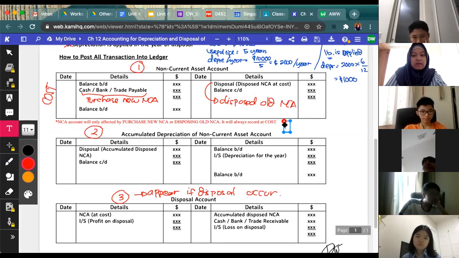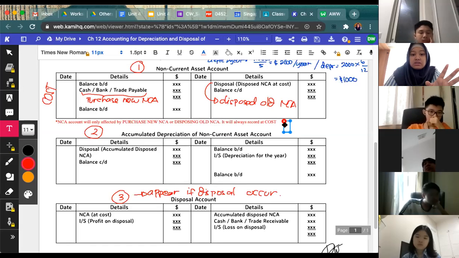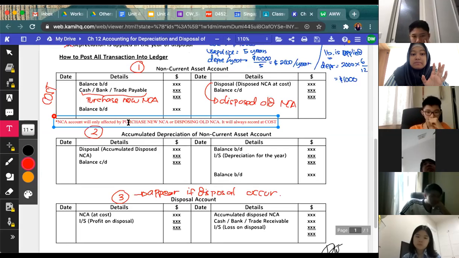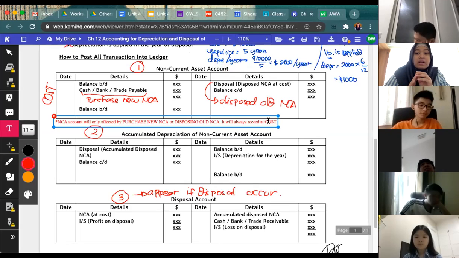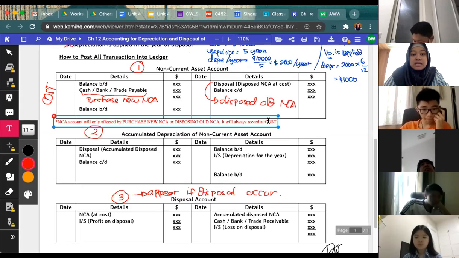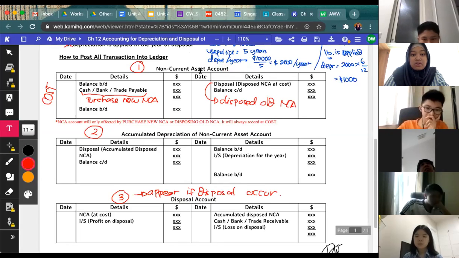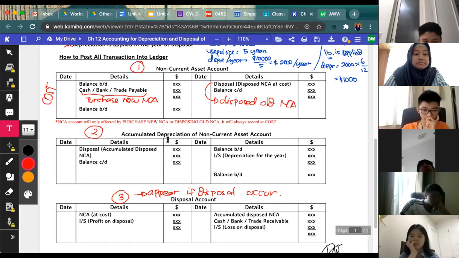Keynote. Yeah. So if you have depreciation, do you need to put it in the non-current assets? No. Okay, remember, the NCA account is only affected by purchasing new NCA and disposing old NCA. And both of them will be recorded at cost, not at NBV, not at depreciation, but at cost. So you have to remember how much the cost is. Okay, do not mistakenly put it. Because students' common mistake is they mix up non-current assets and depreciation. They tend to do that. Yeah, so be careful, yeah?